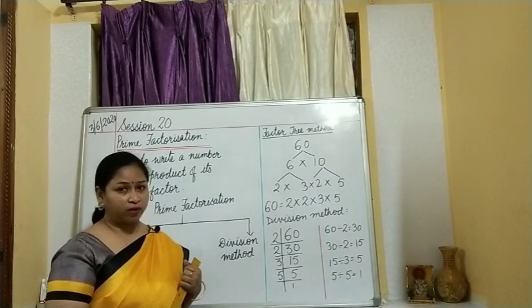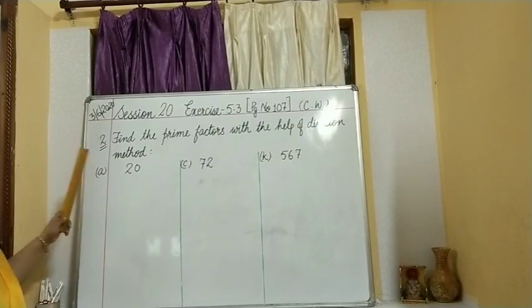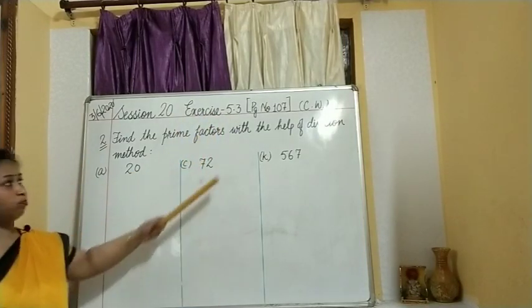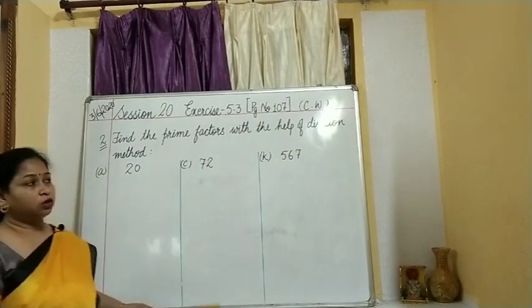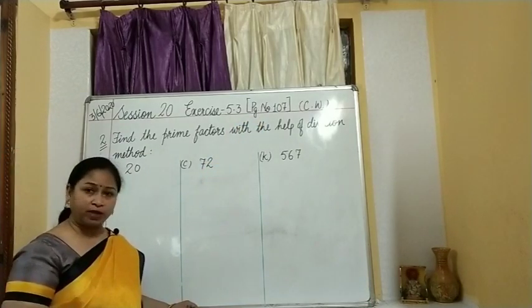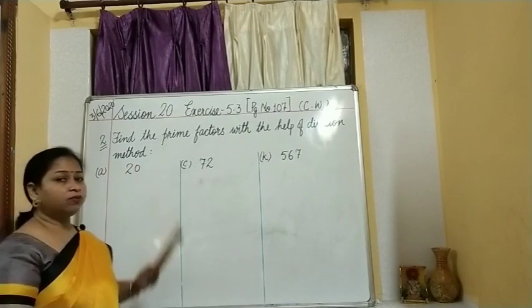That is exercise 5.3. Okay. So we are going to start exercise 5.3. It is given on page number 107. So this particular exercise you have to do in your copy, mathematics copy. Okay. We will be starting with question number 2.